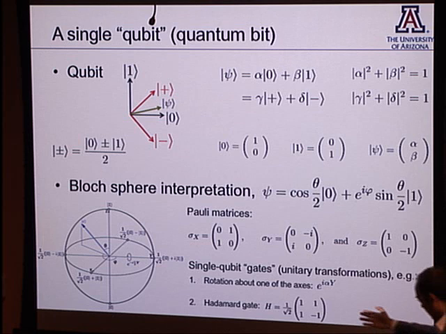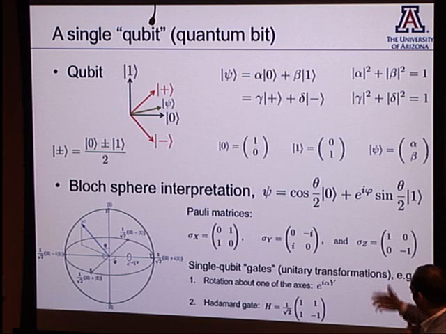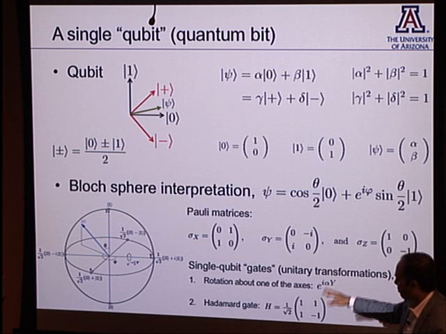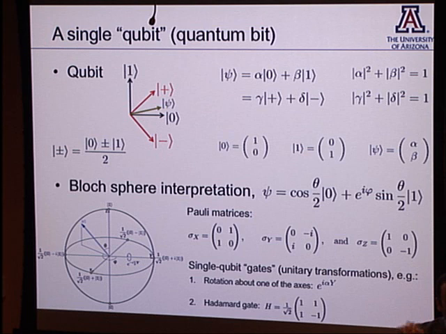This is another example of a single qubit gate, the Hadamard gate, which turns the zero state into the plus state and vice versa. So it goes from the 0-1 basis to the plus-minus basis. And so this way you can write down any unitary matrix on that two-dimensional vector space as a single qubit gate. That's what we call a gate in quantum computing. So it's just a transformation of a single qubit.